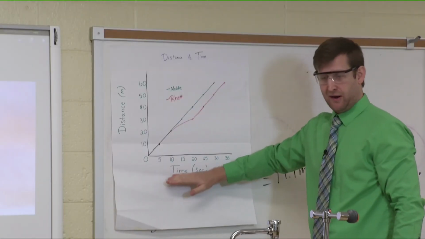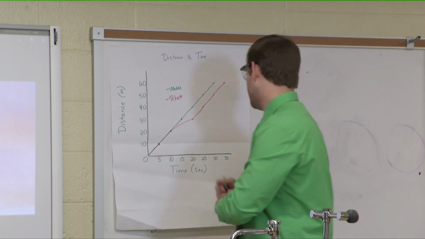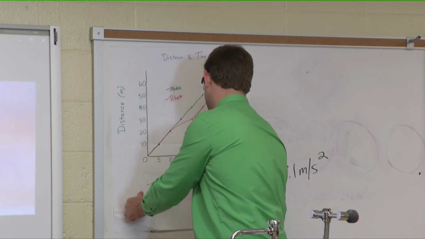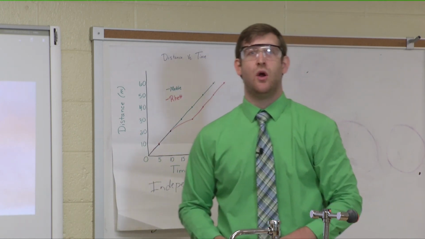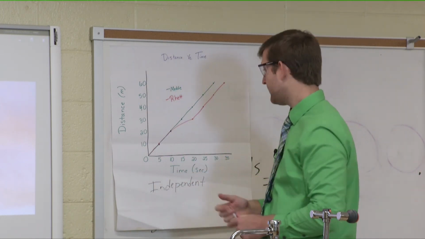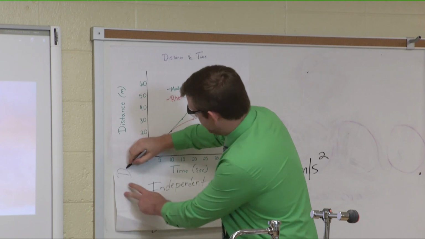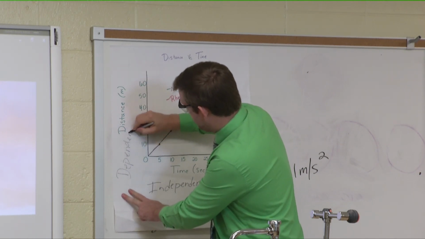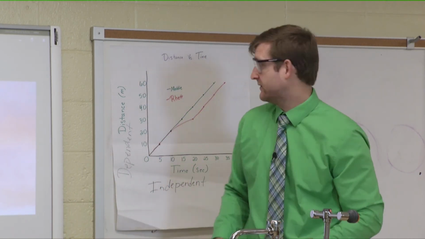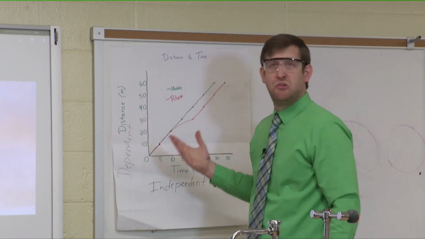So remember, our time will be on the bottom. Our time is our independent variable. Our independent variable always goes on the x-axis, or the horizontal axis. All right, and then we have our distance. That is our dependent variable. Our dependent variable always goes on the y-axis or the vertical axis. So the way we're going to graph this is you just take one of them.